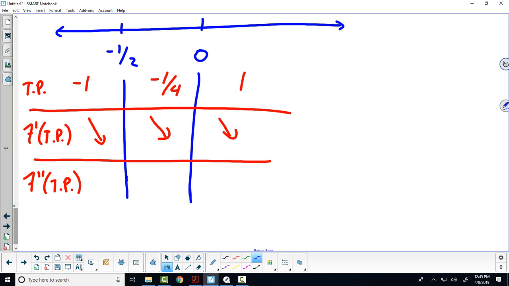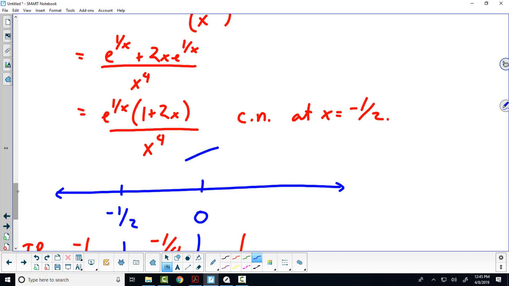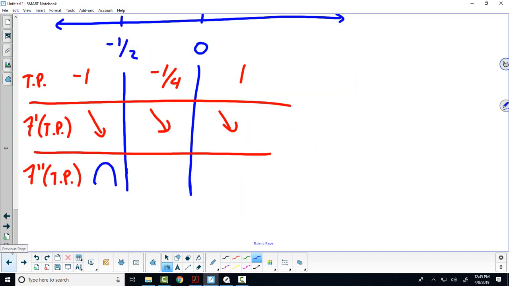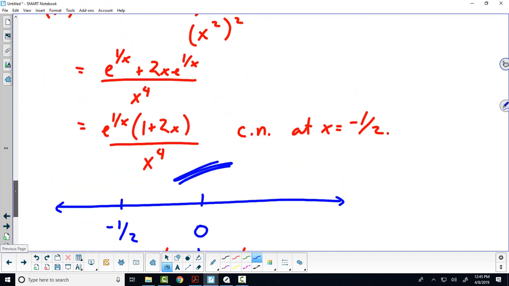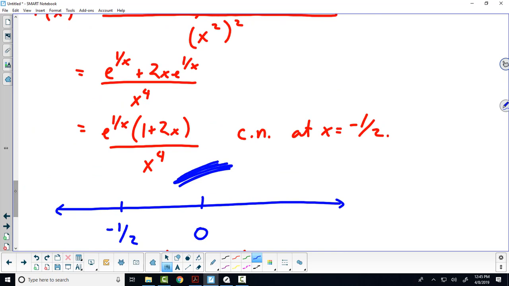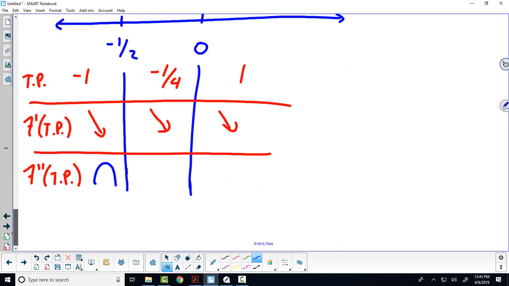If I plug these values into the second derivative, we're looking at this expression here. If I plug in -1, the output is negative, so the function's concave down at that point. If we plug in -1/4, we get a positive value, so we're concave up. Likewise, if we plug in 1, we're concave up.